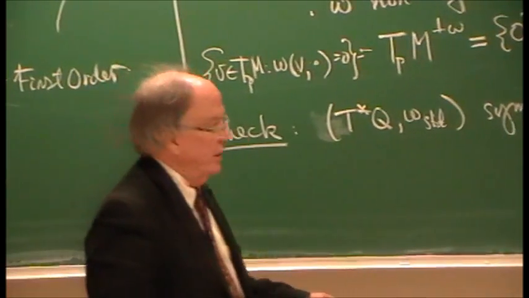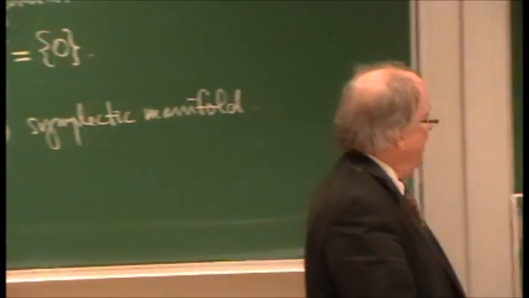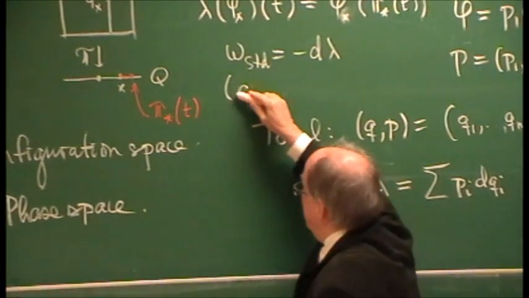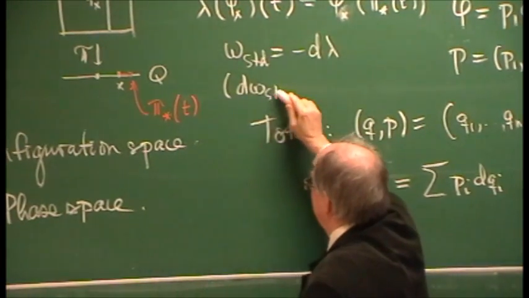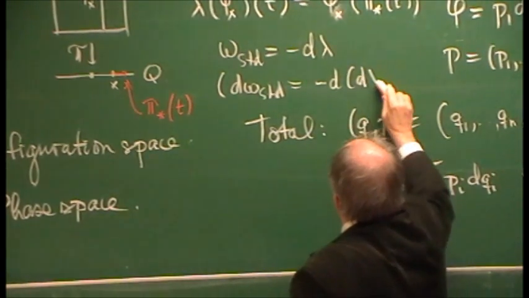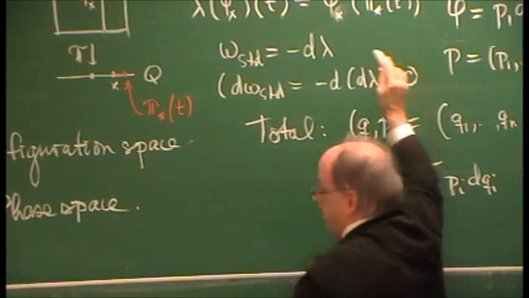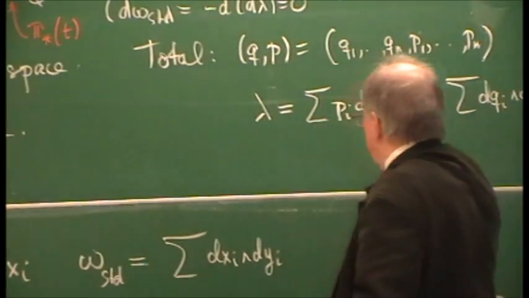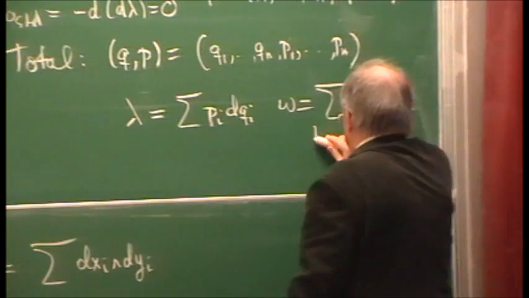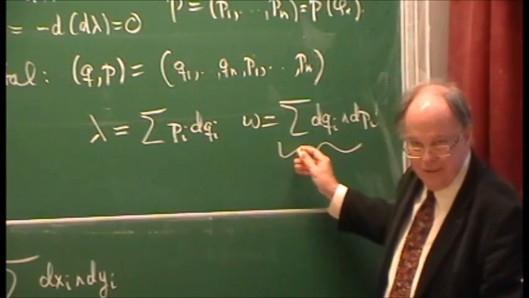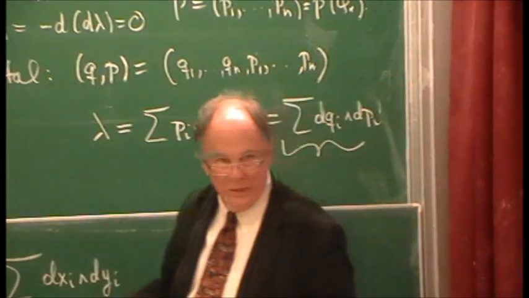It is obvious that the form is closed. Well, let me just put under here d of omega standard. This is embarrassing. It is minus d of the Liouville form, which is 0. So it's obviously closed. And of course, if you wish, look at local coordinates. This form is about as non-degenerate as you can hope for. It is obviously non-degenerate. Okay.